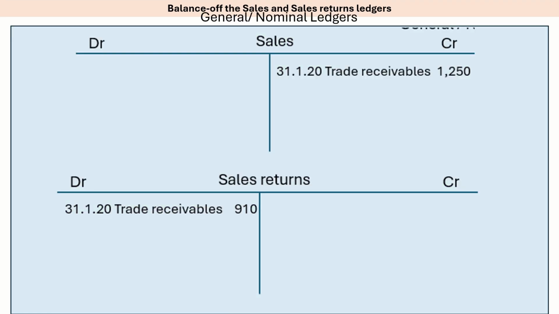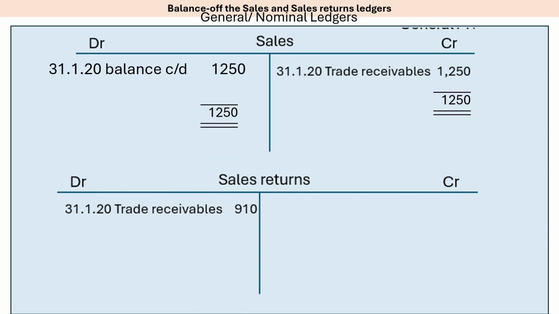Now let's balance off the accounts which are listed under the general or nominal ledger. Let's balance the sales account. Credit side is greater, bring it to the total. The difference should be the same. 31st Jan 20 balance carried down 1,250. Then 1/2/20 balance brought down on the credit side 1,250.